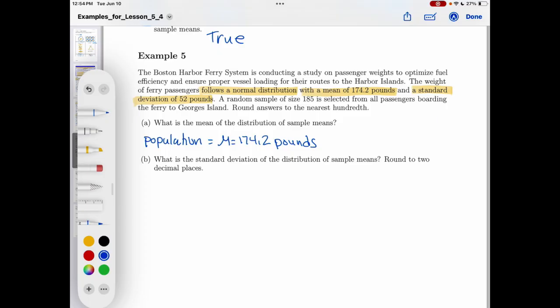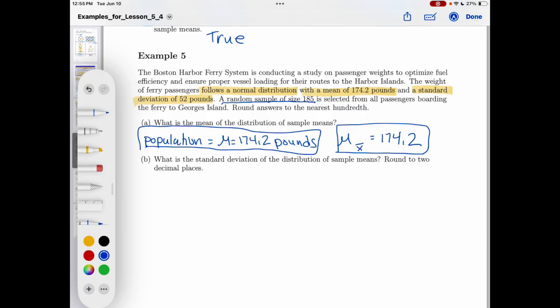Now, for the distribution of the sample means, that's our μ with the little sub x bar to indicate we're talking about graphing the means of a bunch of samples. If we assume that we take many, many samples of size 185, our means should be the same. So my sampling mean is going to be 174.2. This is the answer to our question. I just wanted to make sure you understood that these were the same, so I wrote them both down.